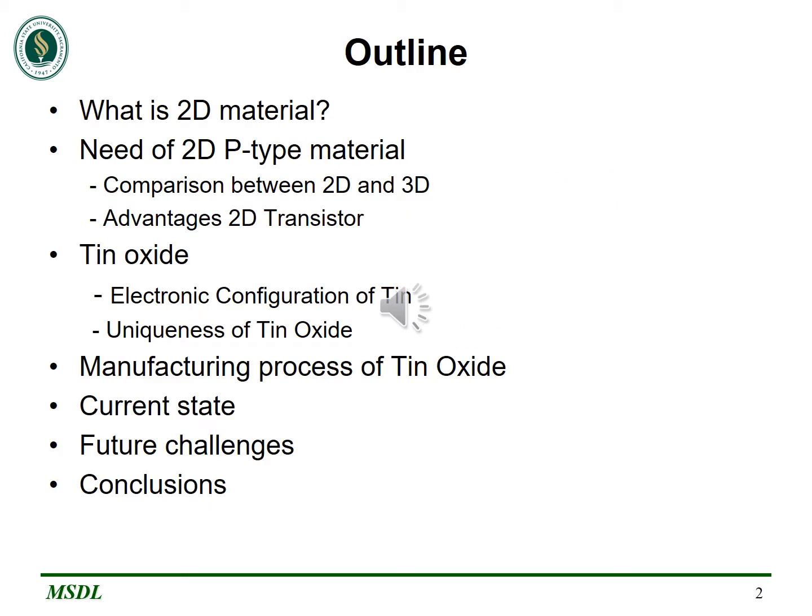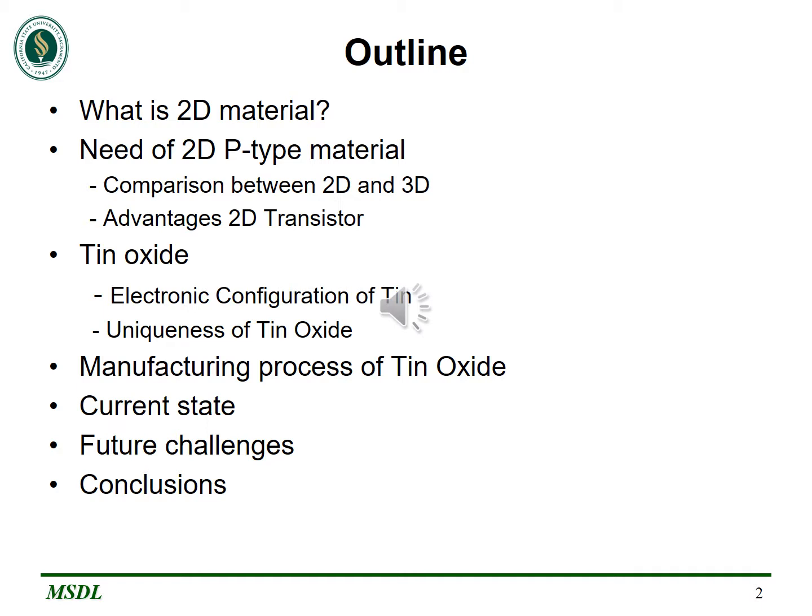These are the outline of today's topic. We will start off with 2D materials. What are they? What are their needs? We will focus more on p-type material as we have a number of n-type materials available, and in order to have semiconductor devices work faster, we need both types of material, the n-type material as well as the p-type material. We compare the 2D and 3D and see what the advantages of 2D transistor over 3D transistor are. Then we move on to tin oxide.